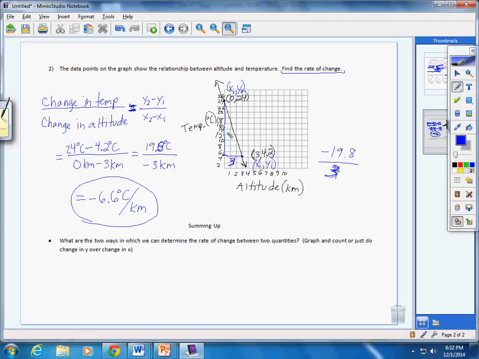So if you prefer to count, please do so. Just count down. That means you move negative 19.8, and you move to the right, which means a positive 3. Then you get your rate of change. Make sure that you label your units.